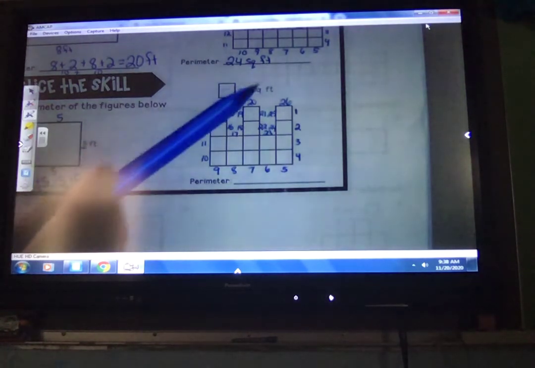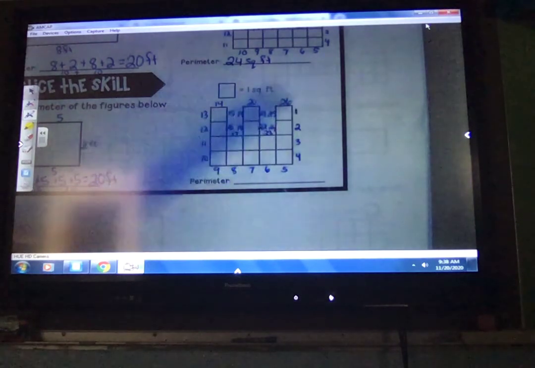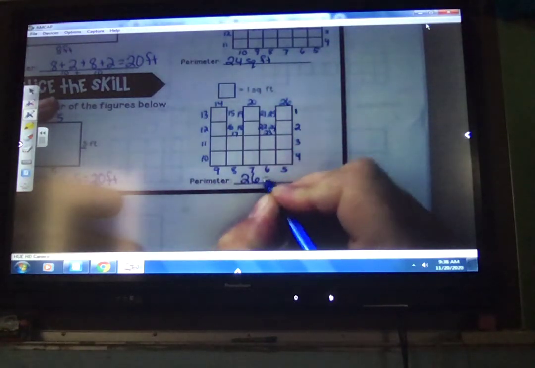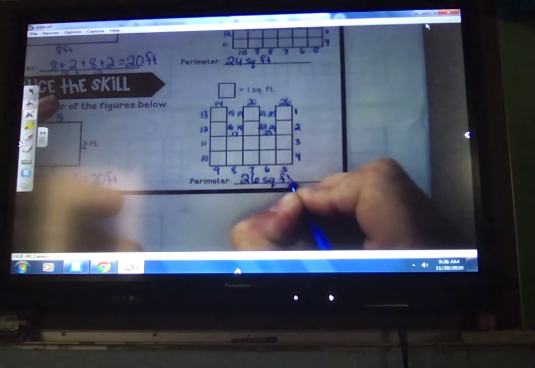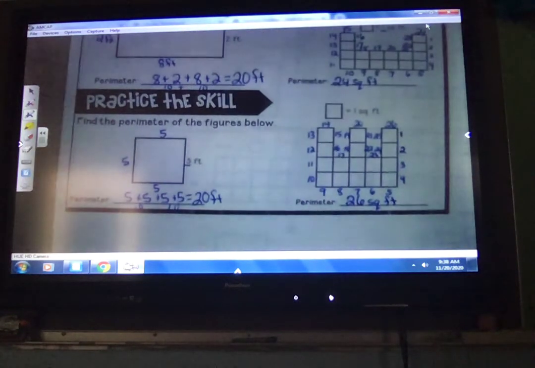Even going in through these corners here, you still have to count every line you cross. So 26 SQFT, square feet. So this is perimeter. Perimeter is the fence that goes all around. To get the perimeter, we add all our sides. So remember that for perimeter.